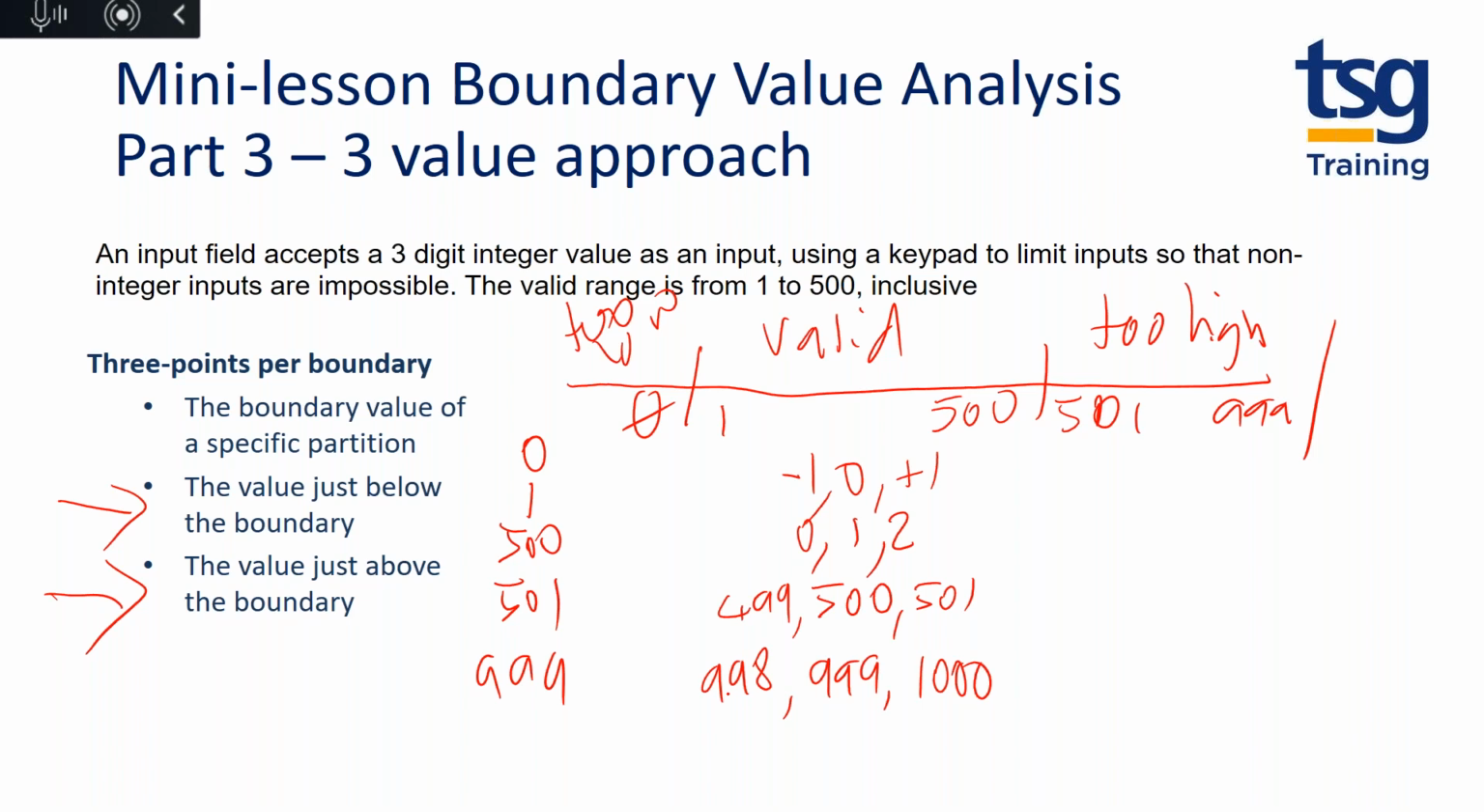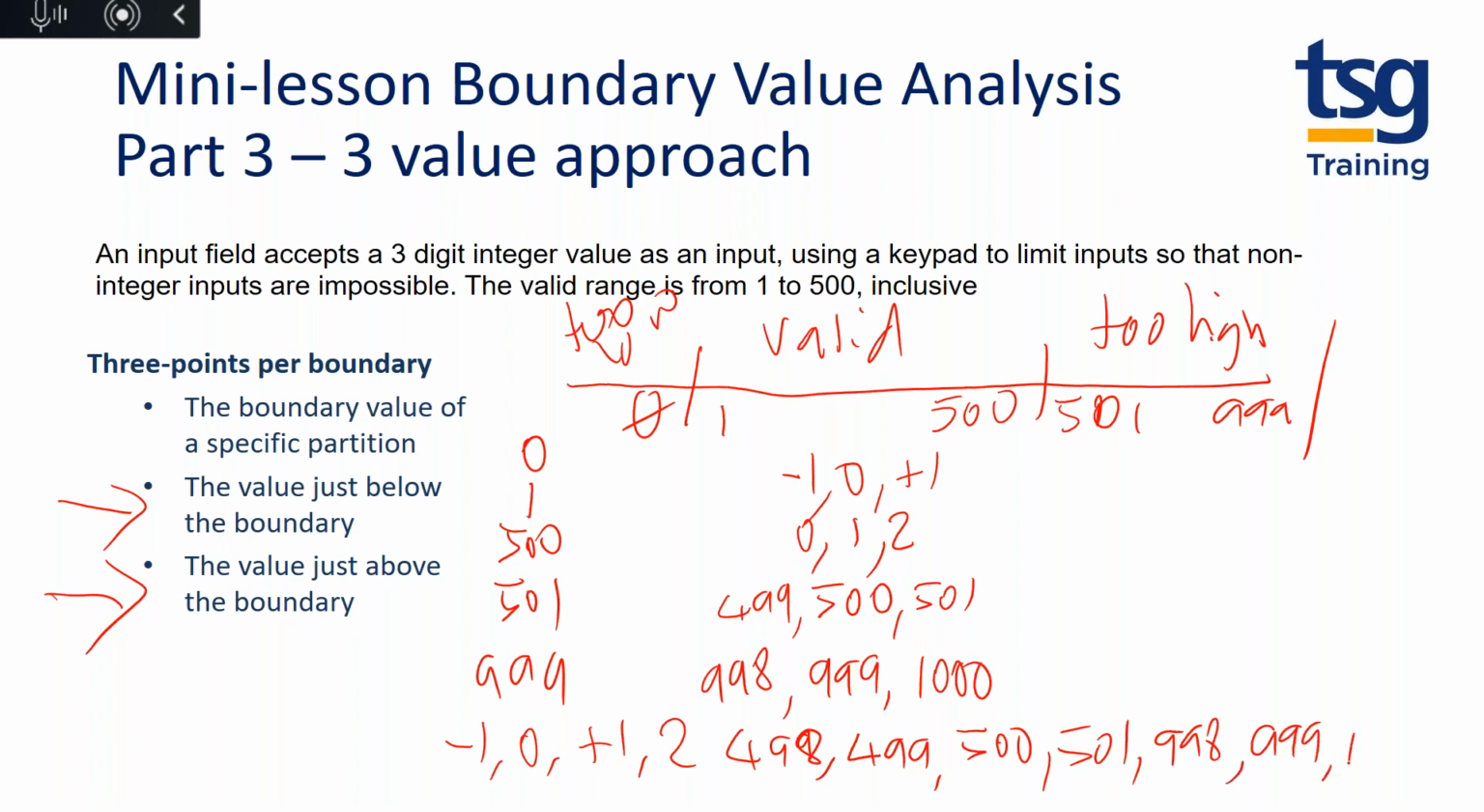So if I write all the potential tests out using this technique from the boundaries, we've got now -1, 0, +1, 2, 498, 499, 500, 501, 998, 999, and 1000. But look at the spread. We've reduced 1,000 inputs to 1, 2, 3, 4, 5, 6, 7, 8, 9, 10, 11.